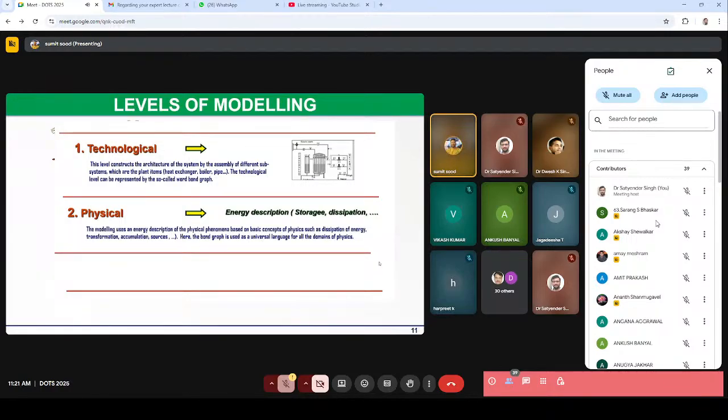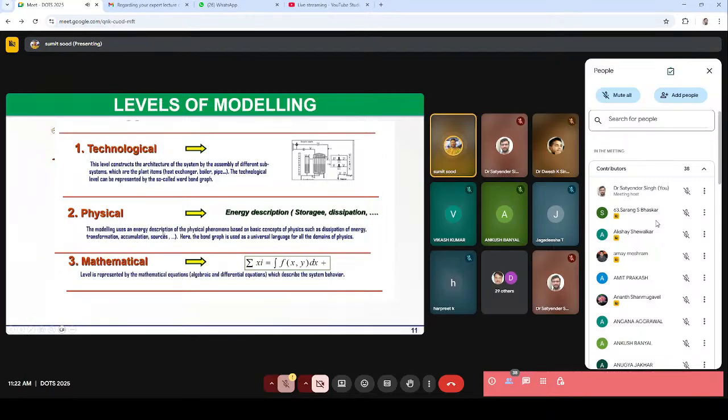The second one is the physical level, in which we use different elements, like I showed in the energy analogy. There are some handful of elements that can be used to represent different phenomena, such as dissipative phenomena, inertial storage, capacitive storage, or source of energy. Using these elements, we can define the different working or physical phenomena of the system. This level is called the physical level.